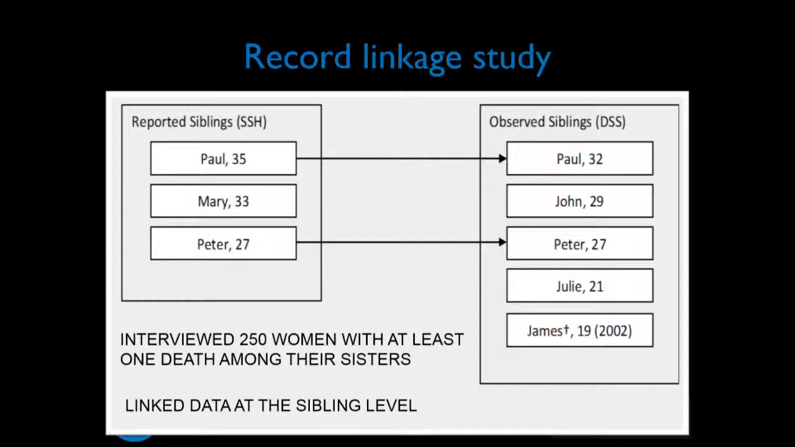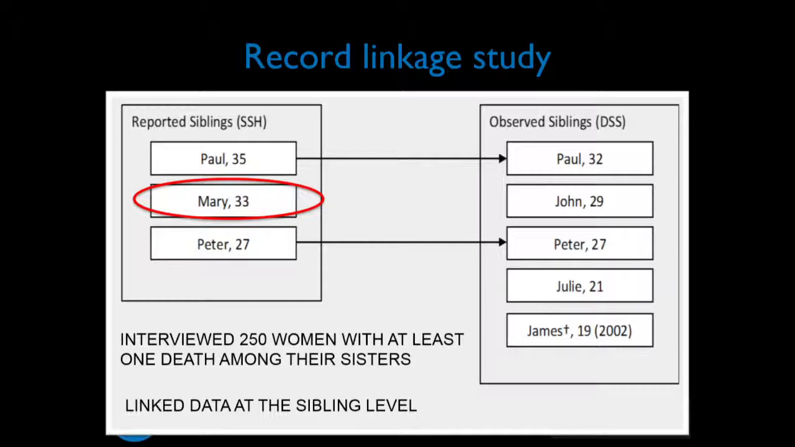And that gives us the opportunity to really determine where the reporting errors are coming from. For example, the demographic surveillance tells us that a respondent has a brother whose name is John, and John wasn't reported during the sibling survival history. Same thing, James wasn't reported, but on the other hand, the demographic surveillance does not have any information on Mary, but Mary was reported. We can also check the ages, for example. The respondent tells us that Paul is 35, whereas in the demographic surveillance system, Paul is 32. So it's very detailed, and we can really get to the bottom of those reporting errors.